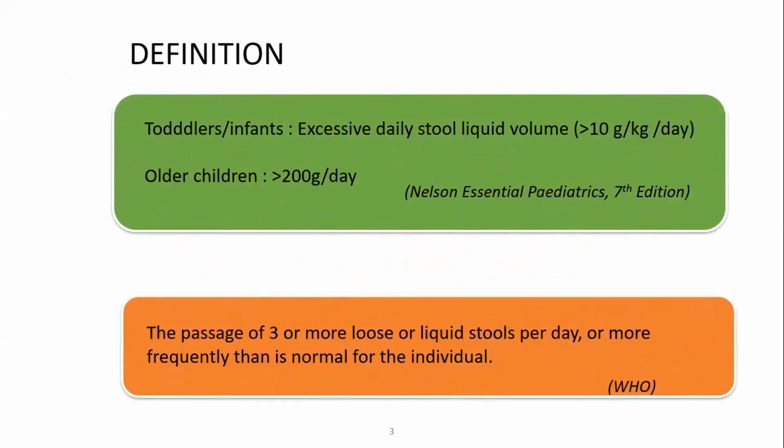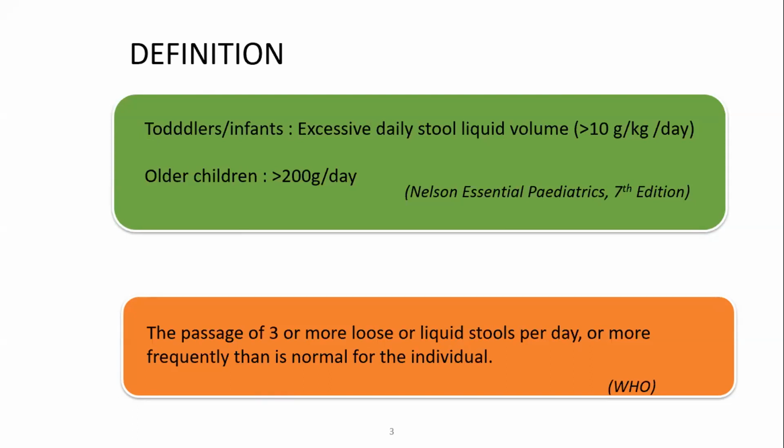So first one, the definition. According to Nelson textbook, the definition of diarrhea is divided according to the age group of the patient. In toddlers or infants, diarrhea is defined as excessive daily stool liquid volume more than 10 grams per kg per day, whereas in older children, it's defined as diarrhea when the patient has stool volume more than 200 grams per day.